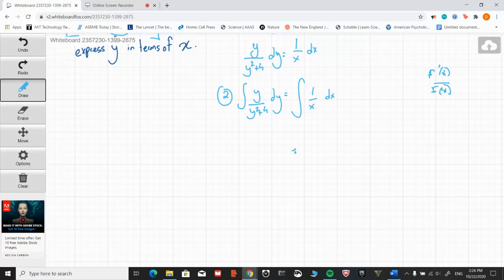Now, obviously, I can see that the right side is easy to integrate. 1 by x has an integration of ln x.